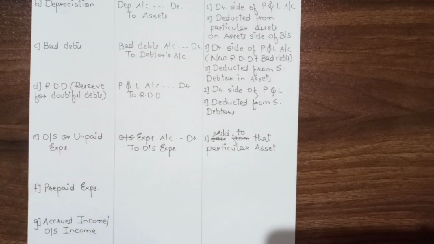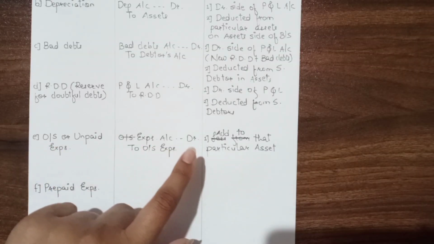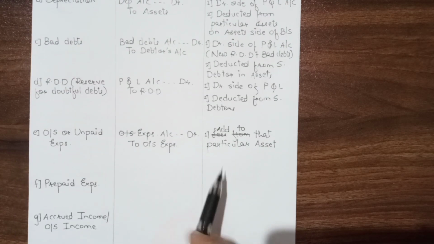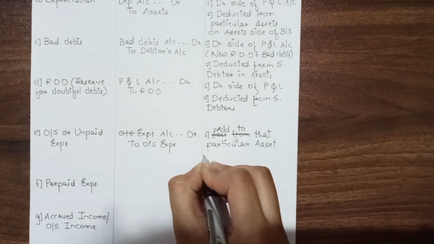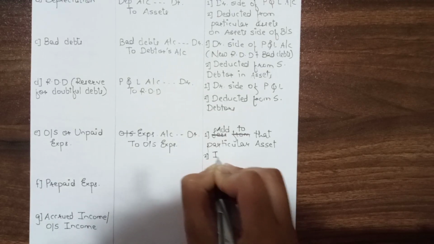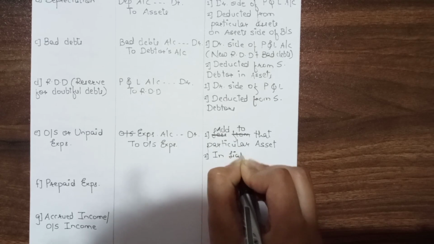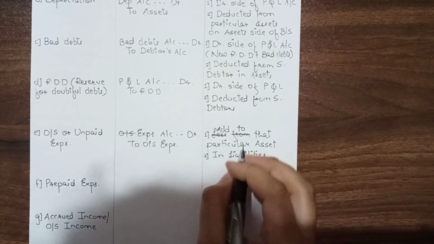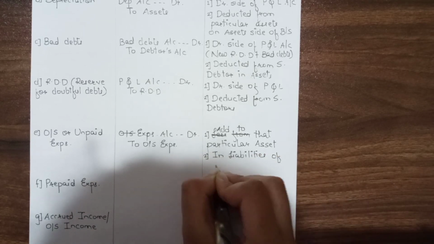Now outstanding or unpaid expenses, journal entry: expenses account debit to outstanding expenses. Sorry, I made a mistake over here. It has to be added to that particular expense on which it is outstanding. So you have to add it. And the second effect for this is shown on the liabilities side of the balance sheet.